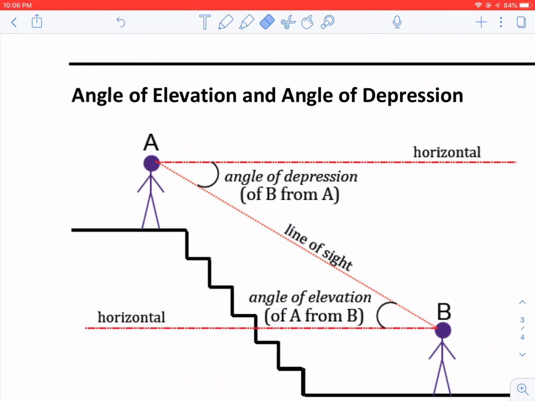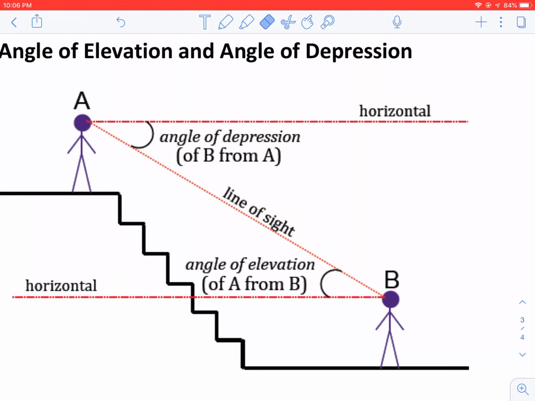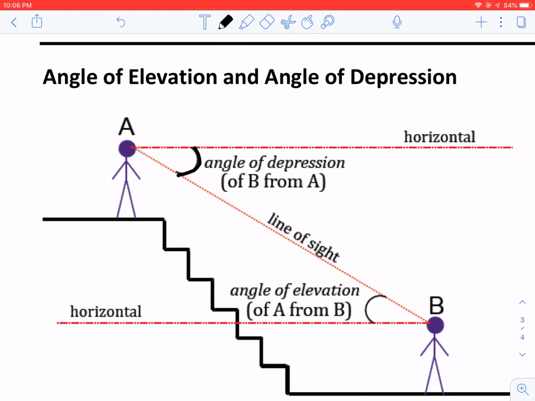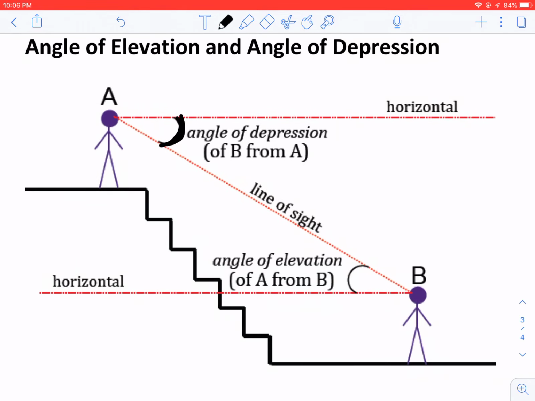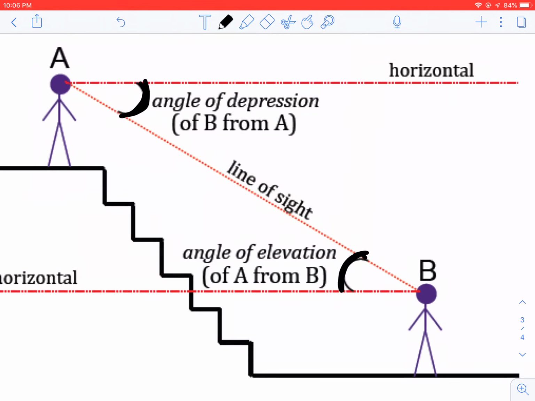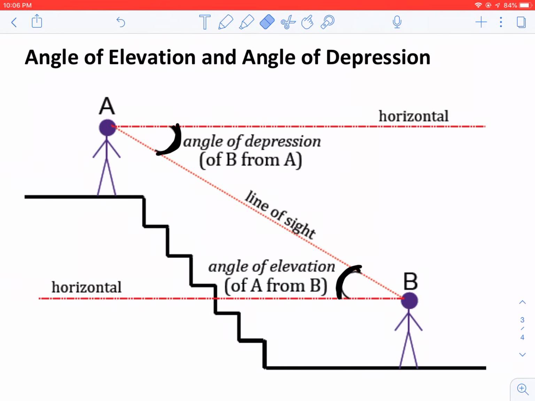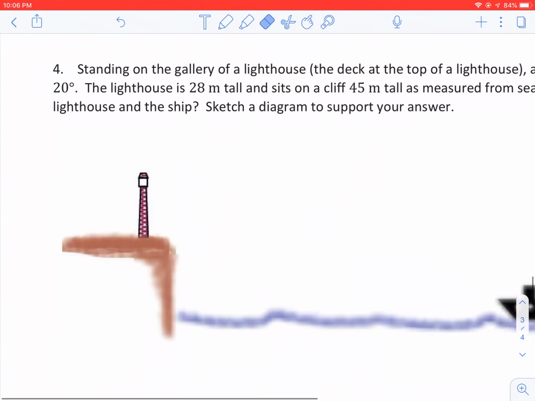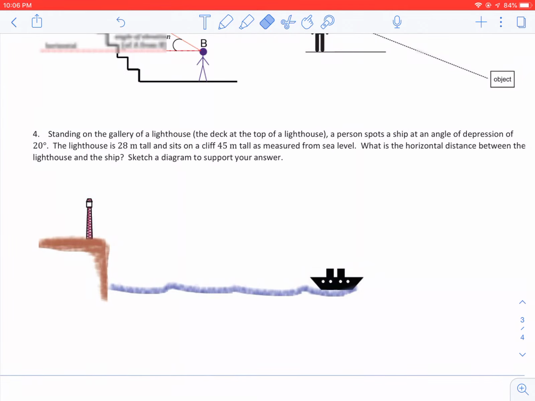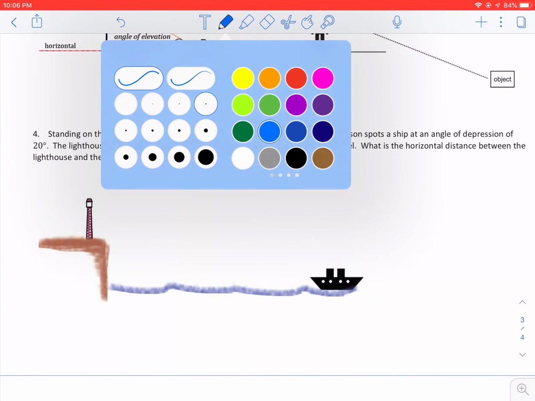All right, so same thing here. A is looking at B. The angle of depression is going to be that. If B is looking at A, this is going to be the angle of elevation. All right. So let's just do one problem with that vocab in it.